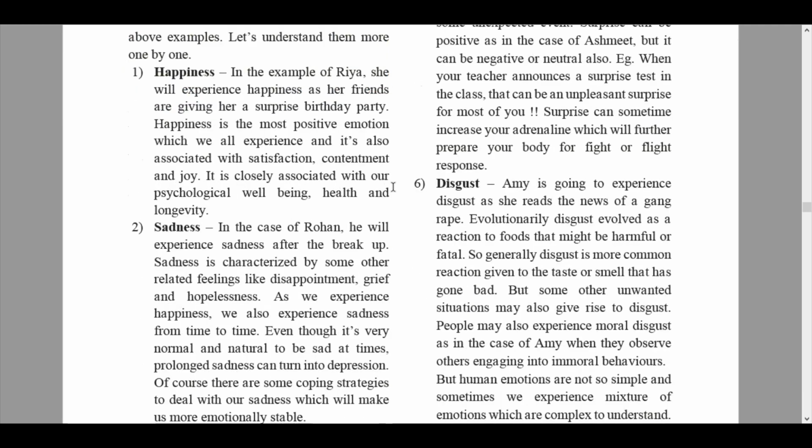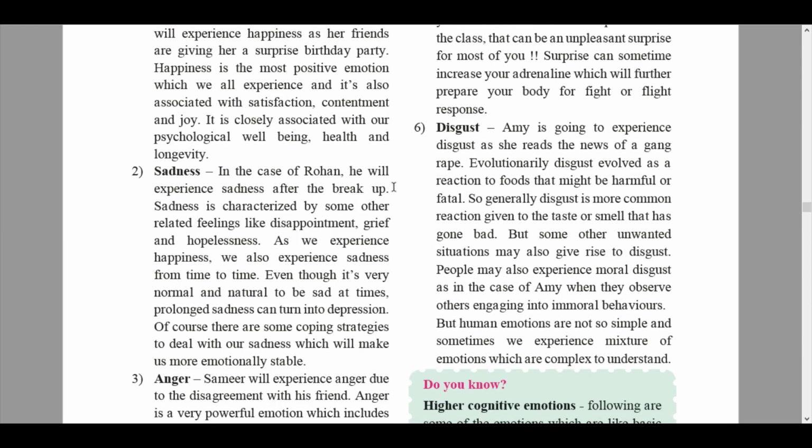Then we have our disgust. Amy is going to experience disgust as she reads the news of a gang rape. Evolutionary, disgust evolved as a reaction to foods that might be harmful or fatal. So generally, disgust is a more common reaction given to the taste or smell that has gone bad, but some other unwanted situations may also give rise to disgust. People may also experience moral disgust, as in the case of Amy, when they observe others engaging in immoral behaviors.